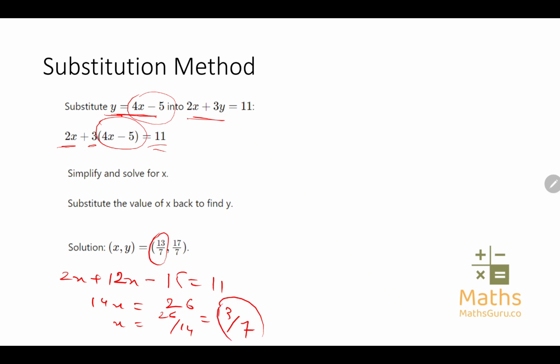Now that we have got x, we can put it into either of the equations. For example, if we pick this equation, we substitute 13 by 7 to get 2 times 13 by 7 plus 3y equals 11, and then we can calculate y, which comes up to 17 by 7. This method is called the substitution method because we are substituting one variable with the other through the help of the other equation.